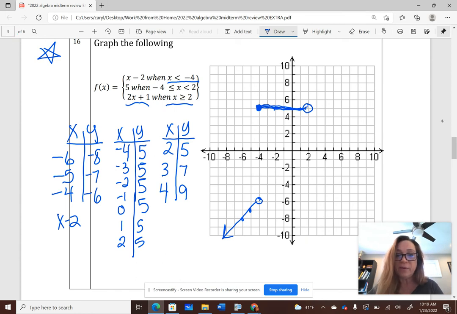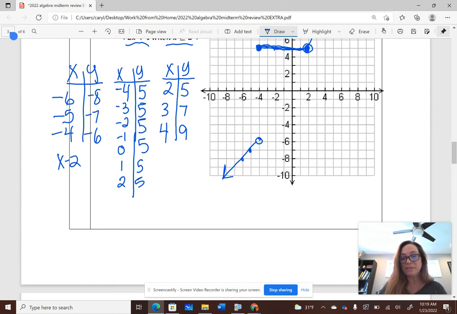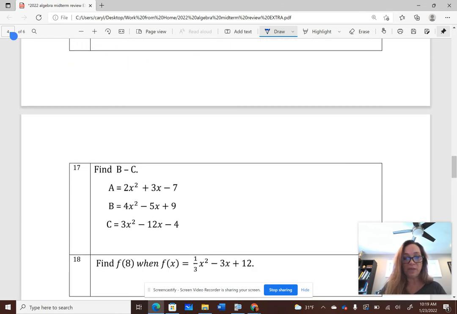It fills it in. So now it becomes connected. It does not have to be connected, but it can be connected. So that's kind of cool. And that's going to also be a ray. All right, that's called a piecewise function if you want to do a little more work on that.